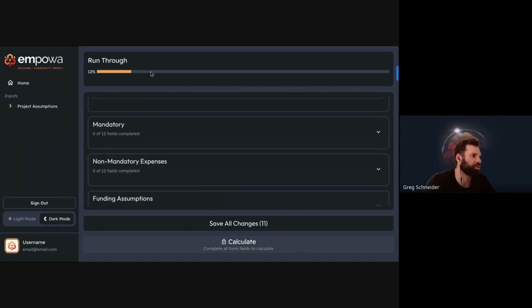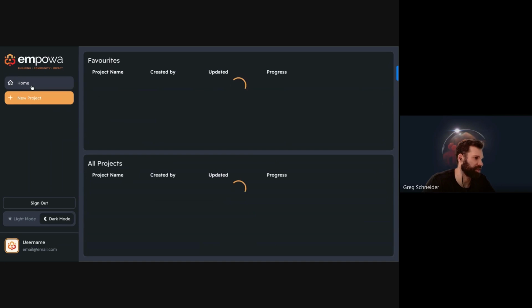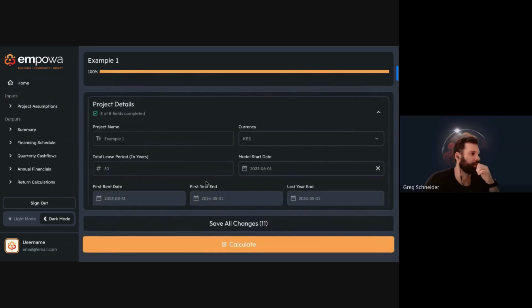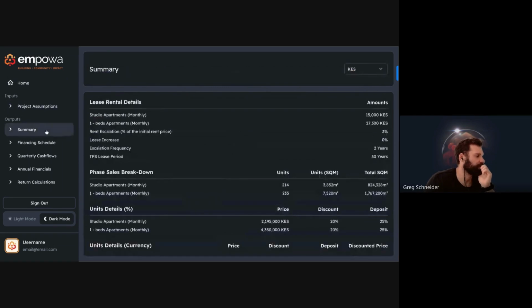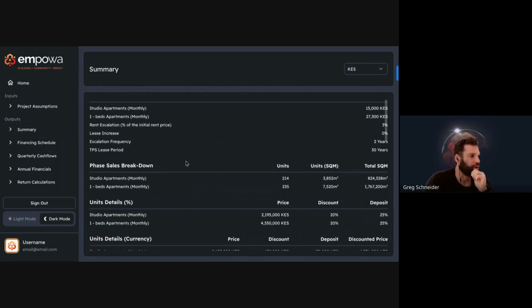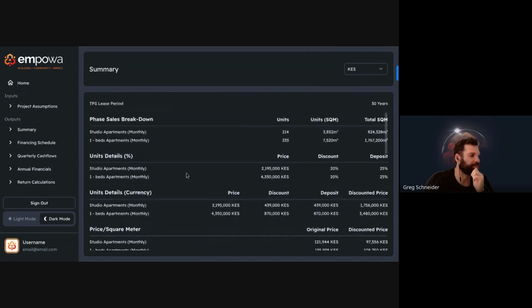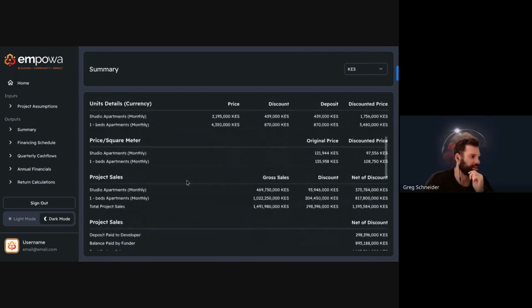Ultimately, as you go, this completes and it can be saved and you can review it and you can come back. But ultimately, when you click calculate, I want to save us having to go through all of them, you will get an output like the following. So here we have it all completed, and we can obviously review the project assumptions again. And then here we get a summary, a complete breakdown of all the financial reports that a typical capital provider would want to see in making their decision.